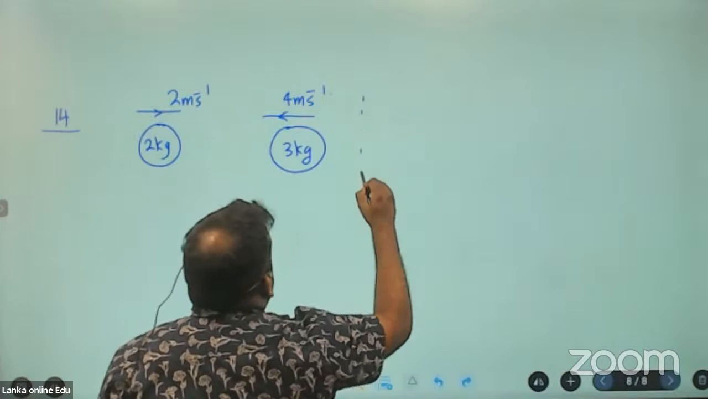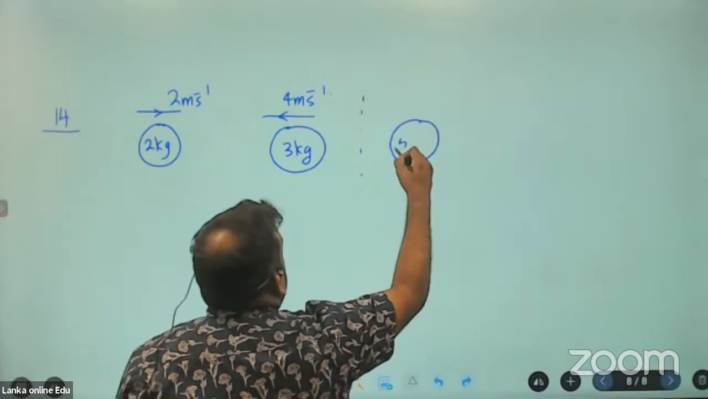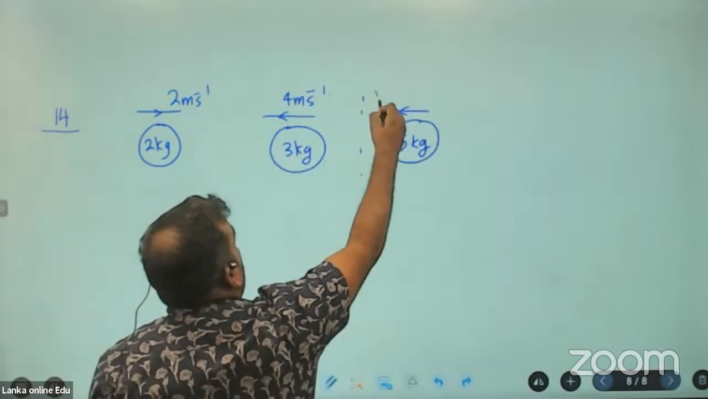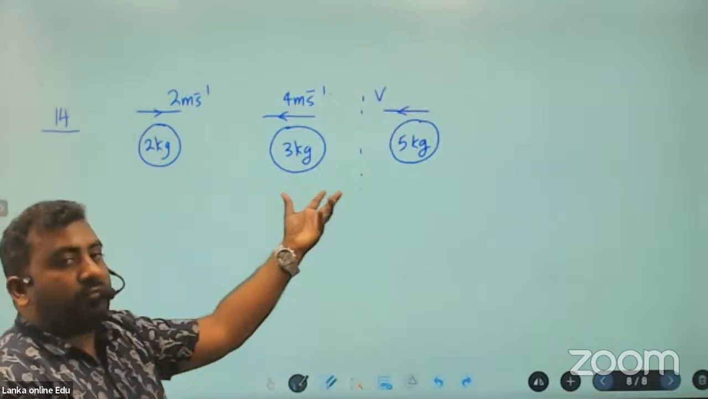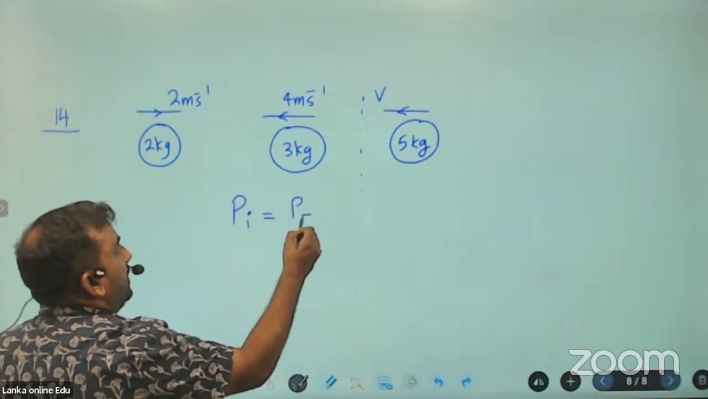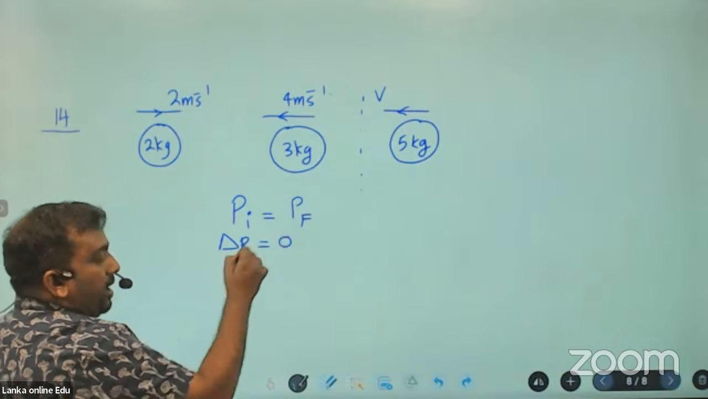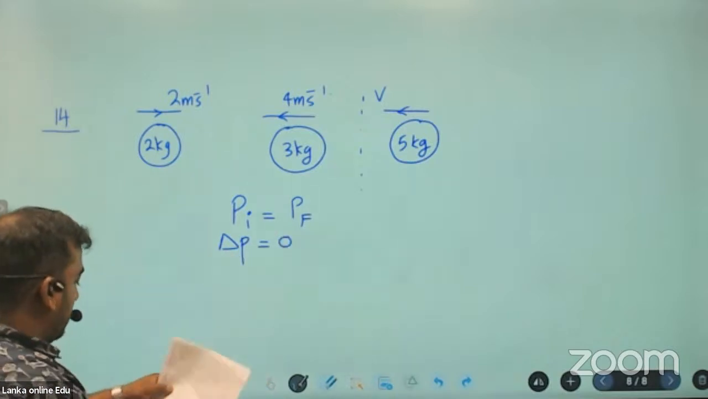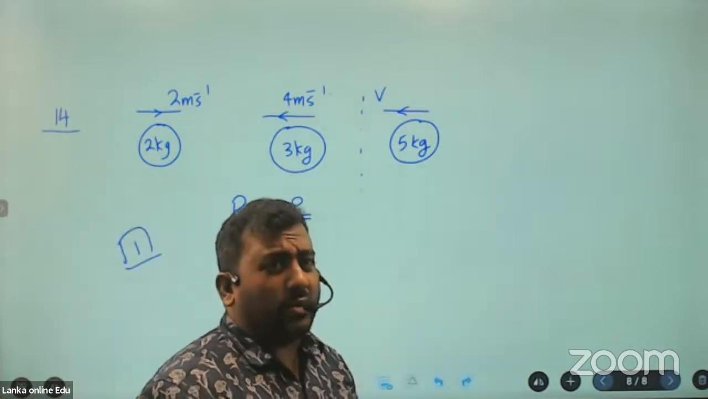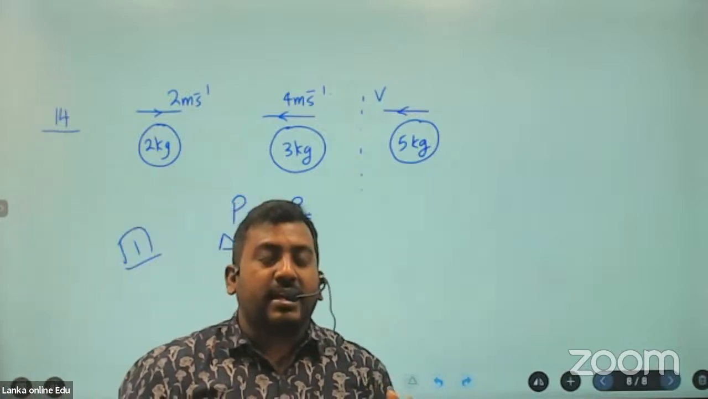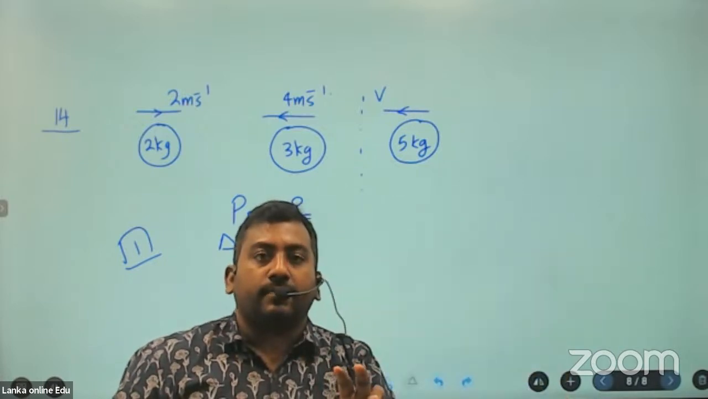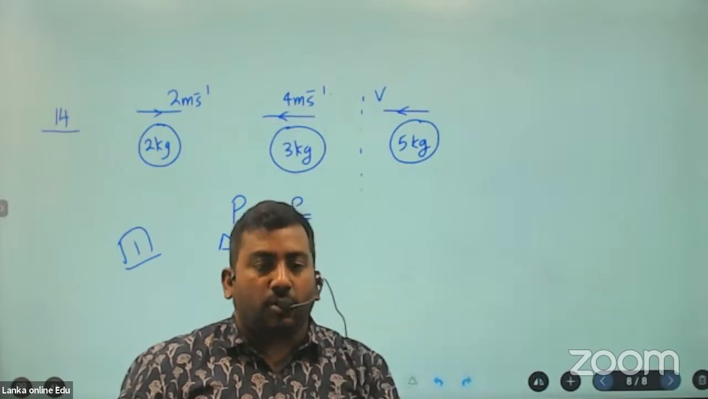So what's the change in linear momentum they're asking you? Whatever happens, can you apply the law of conservation of linear momentum? Yes. Initial linear momentum equals final linear momentum. So the change in linear momentum is going to be zero. There's nothing to think. Answer is number 1. Some of you wasted time calculating. Read the question, they're asking for the change. If initial momentum equals final momentum, change in momentum is zero.